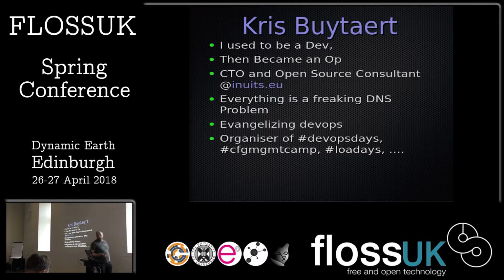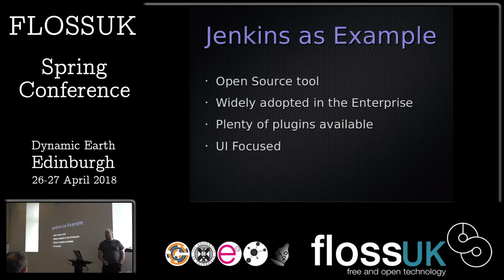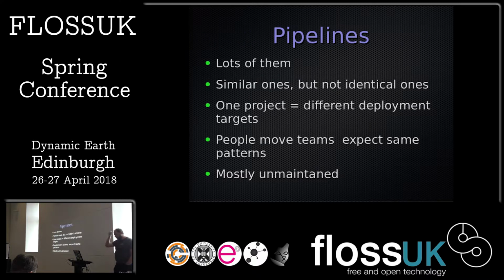Today I'm going to talk about automation. If we talk about DevOps and automation, we talk about all of these things: build automation, test automation, infrastructure as code, monitoring as code, security as code, and today we also talk about pipeline as code. I'm going to use Jenkins as an example because that's the ecosystem I know. I know there are other tools out there, but this one is open source, so it fits this conference. It's hugely adopted. There's a zillion plugins available, but it's really user interface focused, and it's an ugly one.